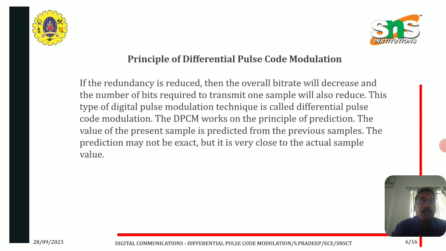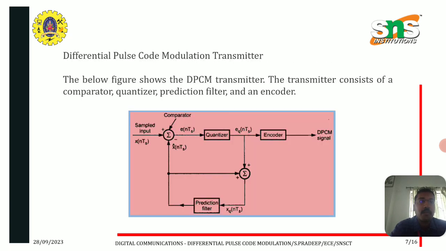The principle of differential pulse code modulation is that if the redundancy is reduced, then the overall bit rate will decrease and the number of bits required to transmit one sample will also reduce. This type of digital pulse modulation technique is called differential pulse code modulation. The DPCM works on the principle of prediction. The value of the present sample is predicted from the previous samples. The prediction may not be exact, but it is very close to the actual sample value.